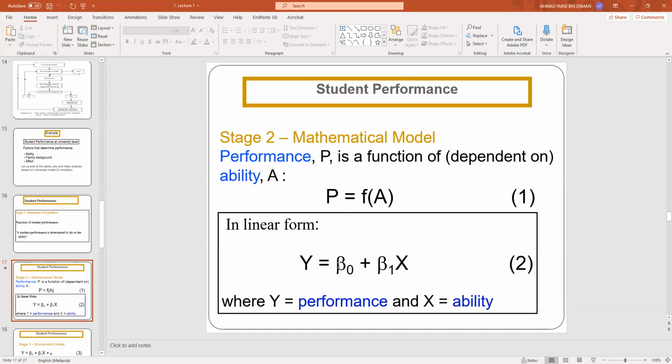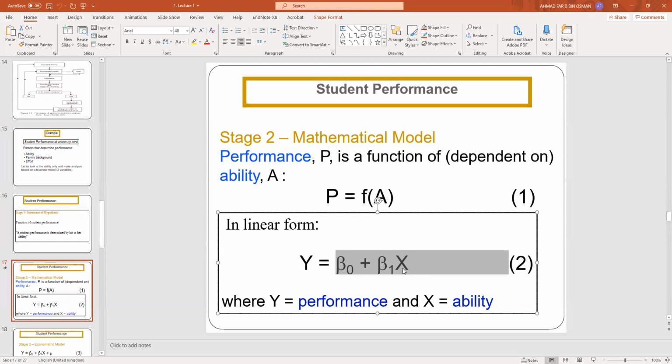Okay, so if we assume that this equation will give the exact value to y, this is what we call a mathematical model. In the mathematical model, what we have here is exactly the same value as this one. But again, as I mentioned before, in this case, Y is the performance, X is the ability.